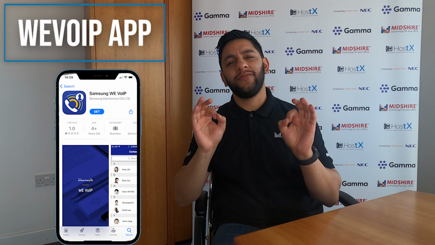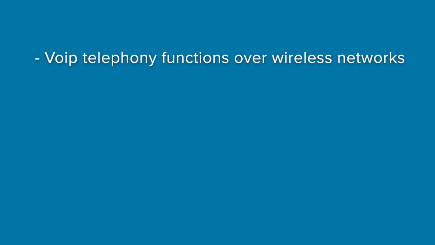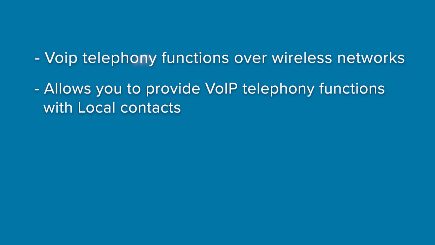The fourth and the last app we're going to talk about today is the VoIP app. Now guys, this app is perfect for those who have a Samsung phone system. It's actually pretty good, but this app is only operational with the SCM phone system and the Office Serve phone system. As most apps, the VoIP app offers a lot of features also, which are VoIP telephony functions over wireless networks. Allows you to provide VoIP telephony functions with local contacts.